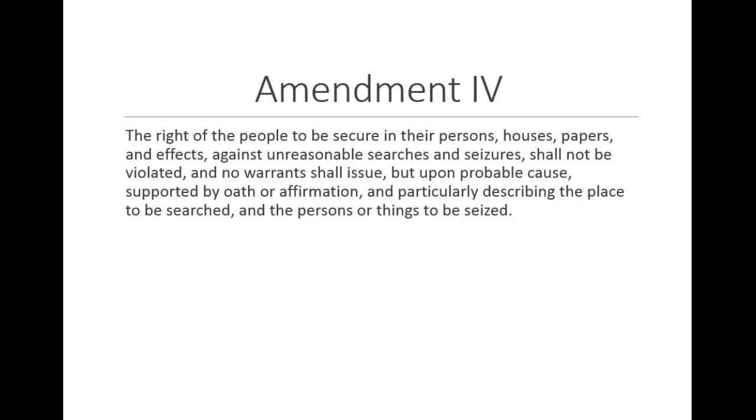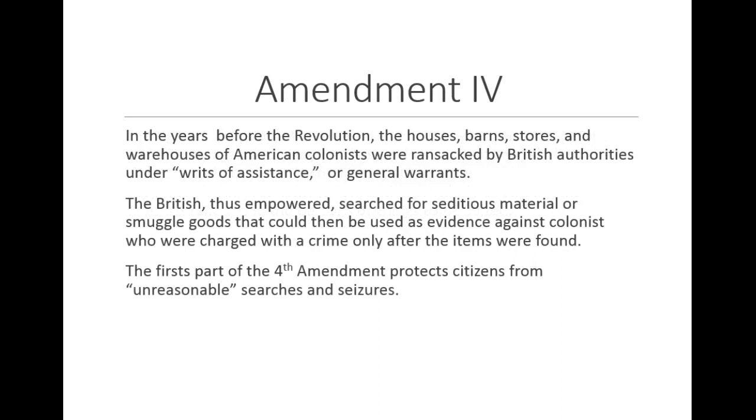In the years before the Revolution, the houses, barns, stores, and warehouses of American colonists were ransacked by British authorities under the writs of assistance or general warrants. The British thus empowered search for seditious material or smuggled goods that could then be used as evidence against colonists who were charged with the crime only after the items were found.